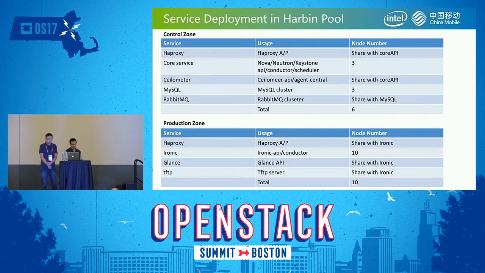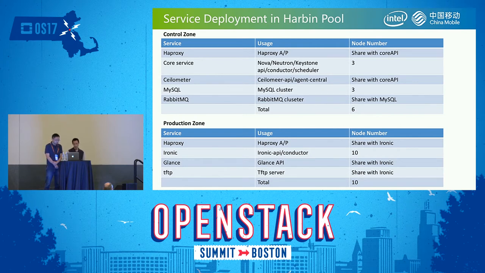In the control zone, like I said, the OpenStack core services will be deployed. And we have three nodes to host all these services, like HAProxy, Nova, Neutron, Keystone, and Ceilometer, and also databases like MySQL. We deployed a MySQL Galera cluster on three nodes. There will be two sets of MySQL clusters: one is for the Ceilometer service, and another one is for the rest of the Nova services. RabbitMQ has a similar placement with a three-node cluster and two sets of clusters, of which one is for Ceilometer, and another one is for the other OpenStack services.